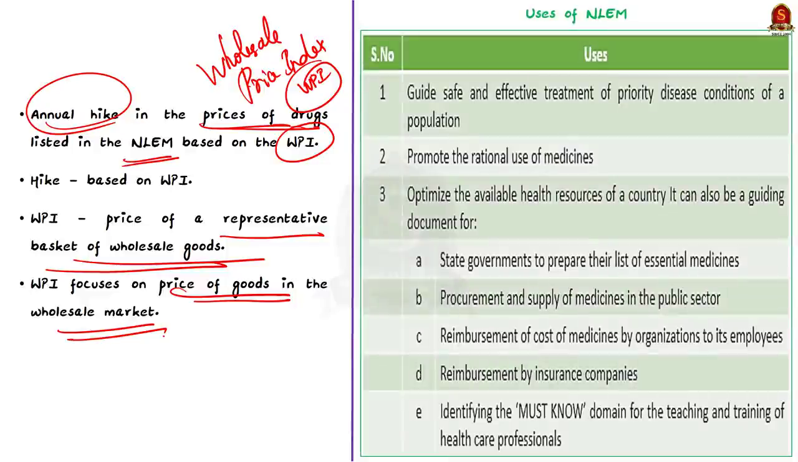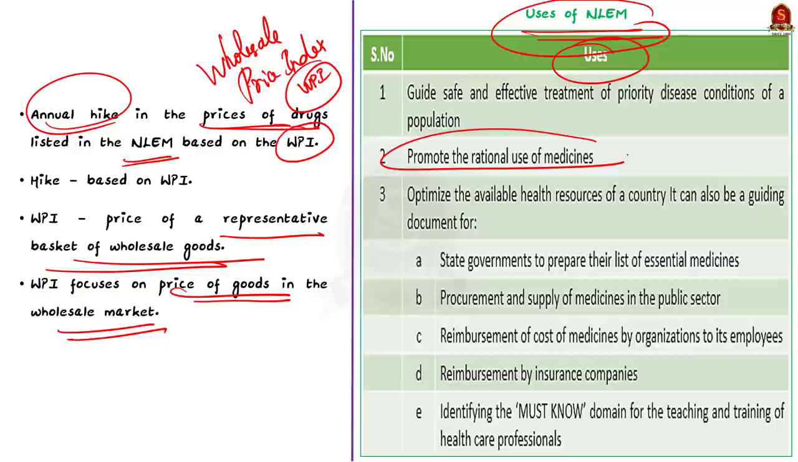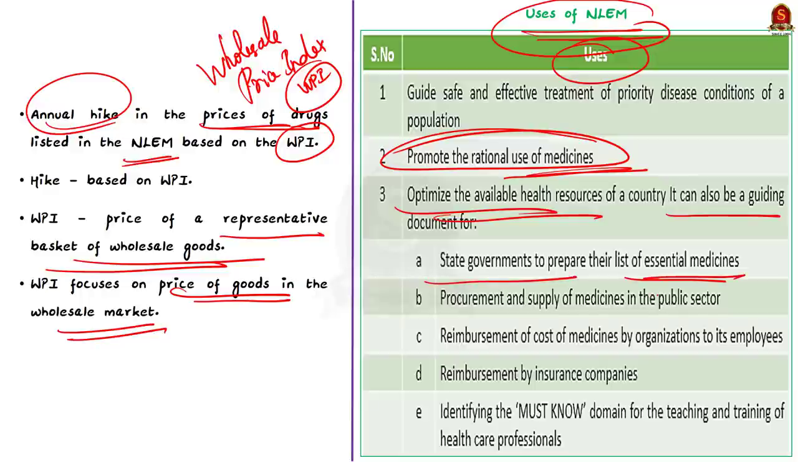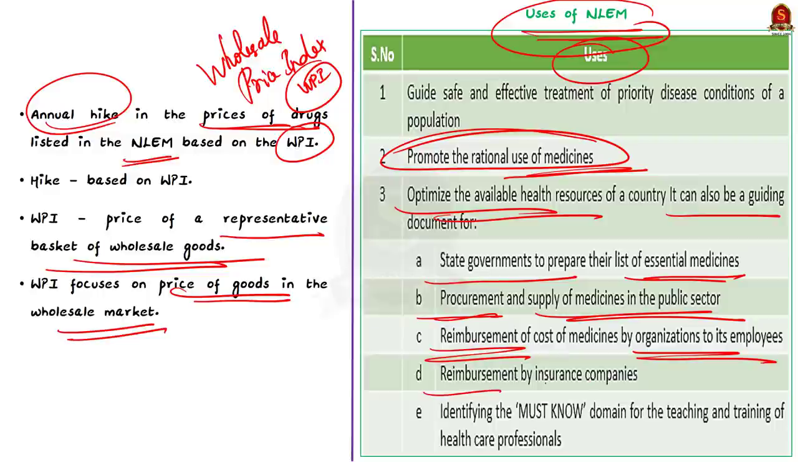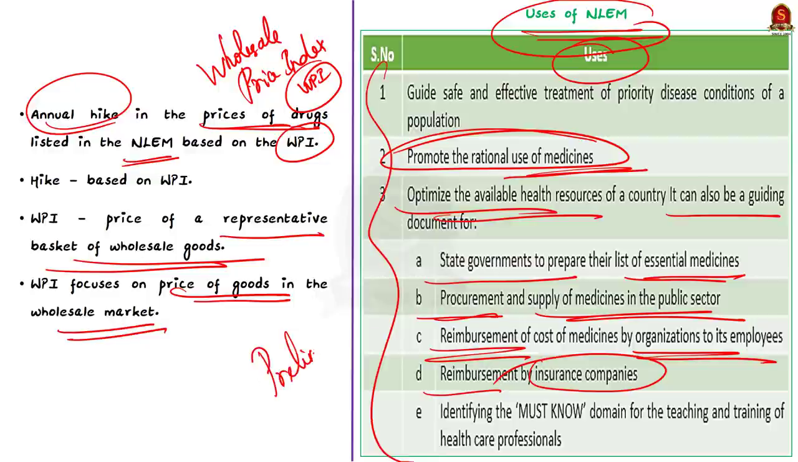Now look at this table. These are some of the uses of the National List of Essential Medicines. So you can see from the table that it is very much useful to promote the rational use of medicines. Then you can see how it helps in optimizing the available health resources of a country. Then it can also be a guiding document for the state governments to prepare their list of essential medicines. Then procurement and supply of medicines in the public sector. Then reimbursement of the cost of medicines by an organization to its employees or the reimbursement by insurance companies, etc., etc. Just go through all these uses. You can expect preliminary questions from these topics.